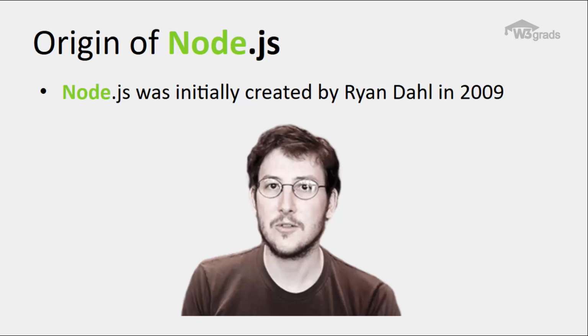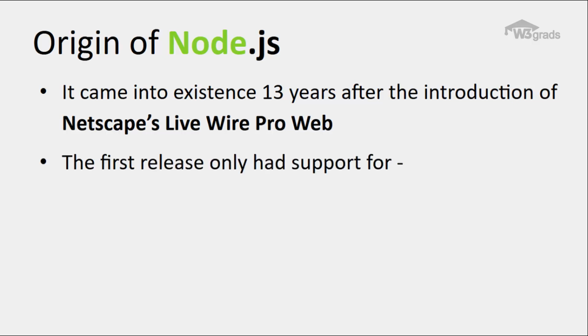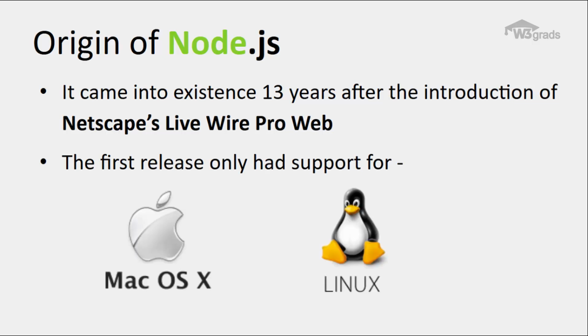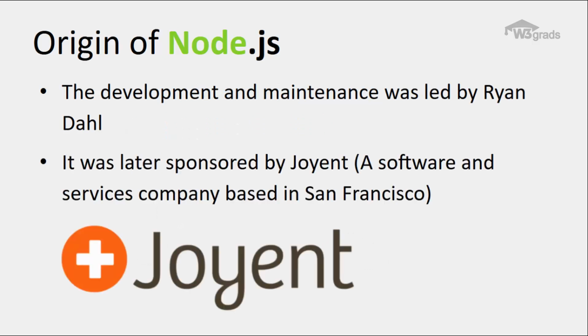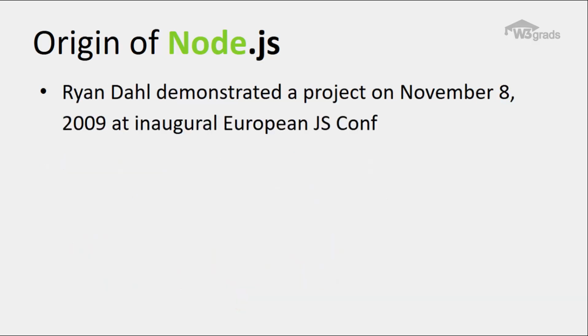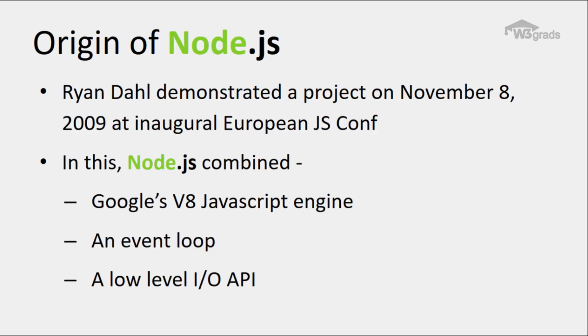Node.js was written initially by Ryan Dahl in 2009, about 13 years after the introduction of the first server-side JavaScript environment, which was Netscape's LiveWire Pro Web. The initial release supported only Linux and Mac OS X. Its development and maintenance was led by Dahl, and later sponsored by Joyent, a software and services company based in San Francisco. Dahl demonstrated the project at the inaugural European JS conference on 8 November 2009. In this, Node.js combined Google's V8 JavaScript engine, an event loop, and a low-level I/O API.